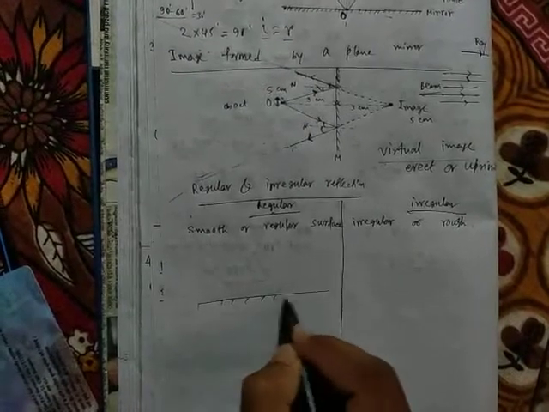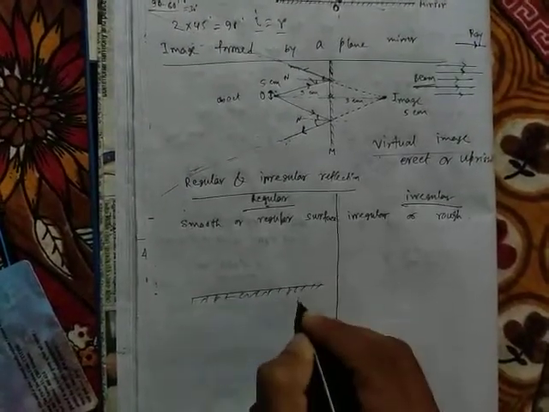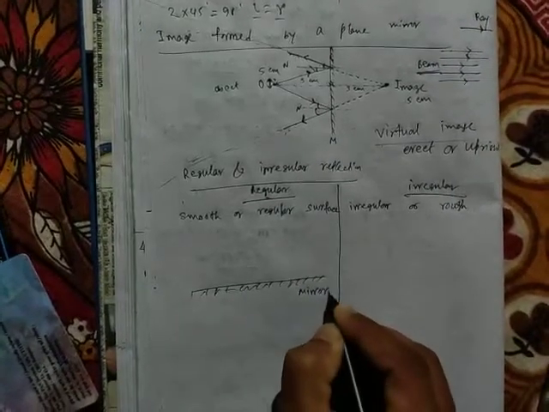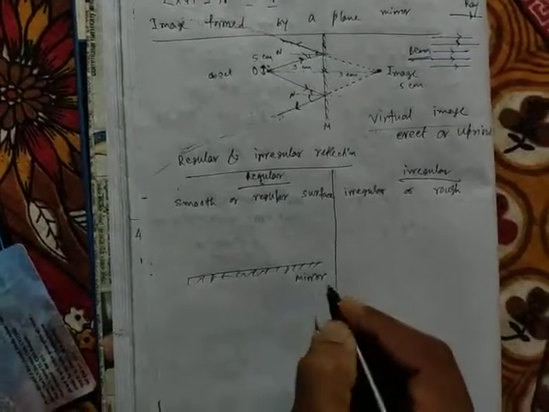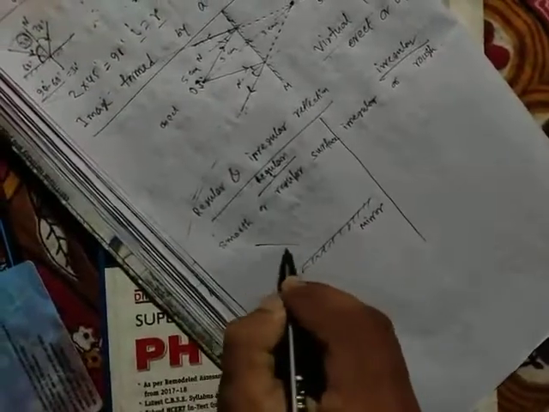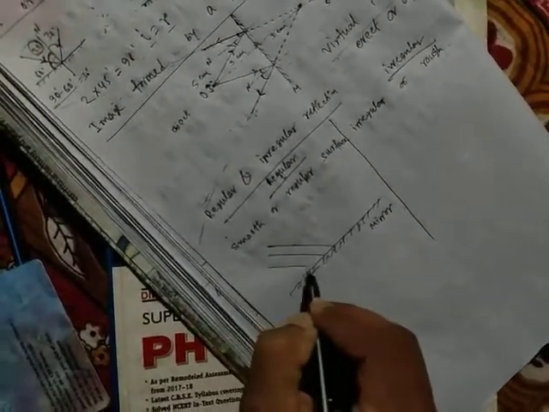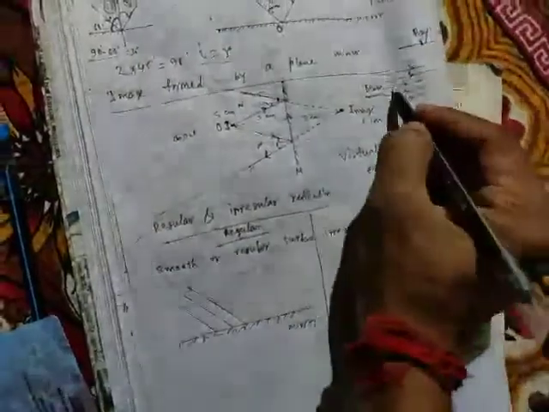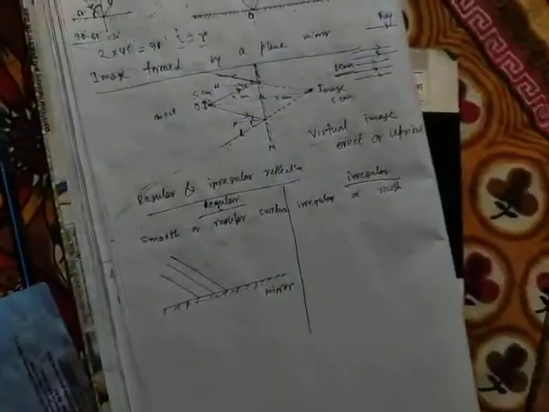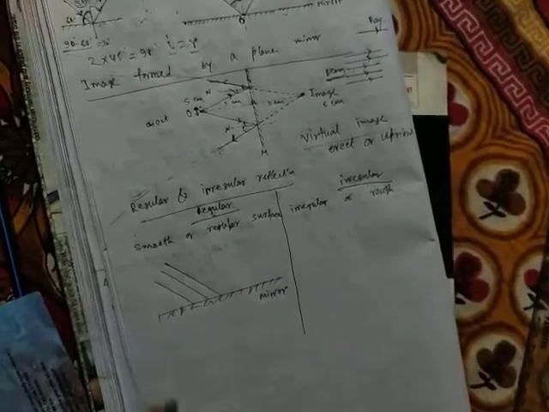So see what is regular reflection. Suppose this is a plane or smooth surface. Suppose this is a simple mirror which we use in our daily life. They are not actually fully plane, but we consider them almost plane mirrors. Suppose a beam of light strikes the mirror. What is a beam of light? A beam of light consists of a large number of parallel rays.